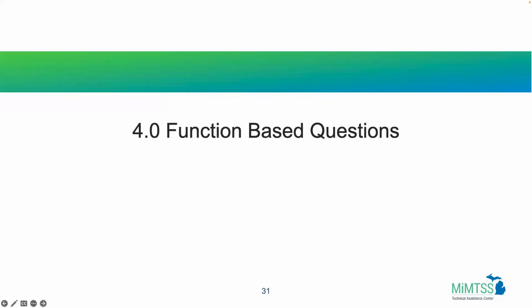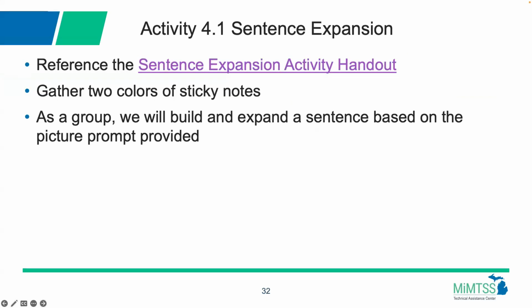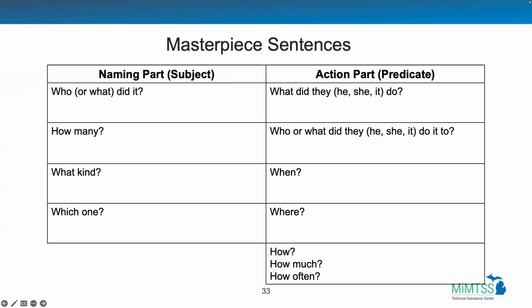The last section that we will review today is function-based questions. We are going to gather 2 colors of sticky notes, and we are going to go through a sentence expansion activity. Here you'll see a masterpiece sentences chart. Before we dive into our activity, you will go through this chart, the masterpiece sentence chart. This is adapted from the Masterpiece Sentences by Jane Green, and it is from the Language Comprehensive Literacy Curriculum, 4th edition.